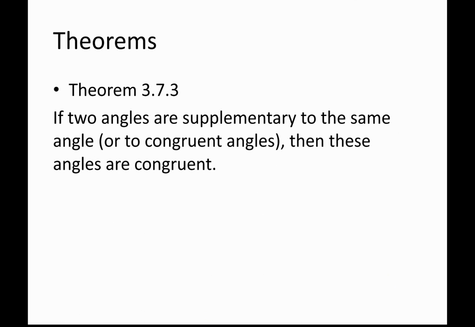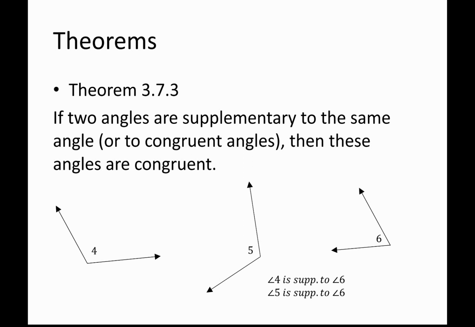Similar kind of a theorem here with the third theorem in section 3.7. If two angles are supplementary to the same angle or two congruent angles, then these angles are congruent. Okay, so here's the next very similar scenario here. Let's say we have angles 4 and 5 are both supplementary to angle 6, then that must mean that they have the same measure and are therefore congruent. Okay, so those are the statements I think you should add to your lecture notes, these right here. All right, so I'll give you a second to write those down. I'm going to sip some water.